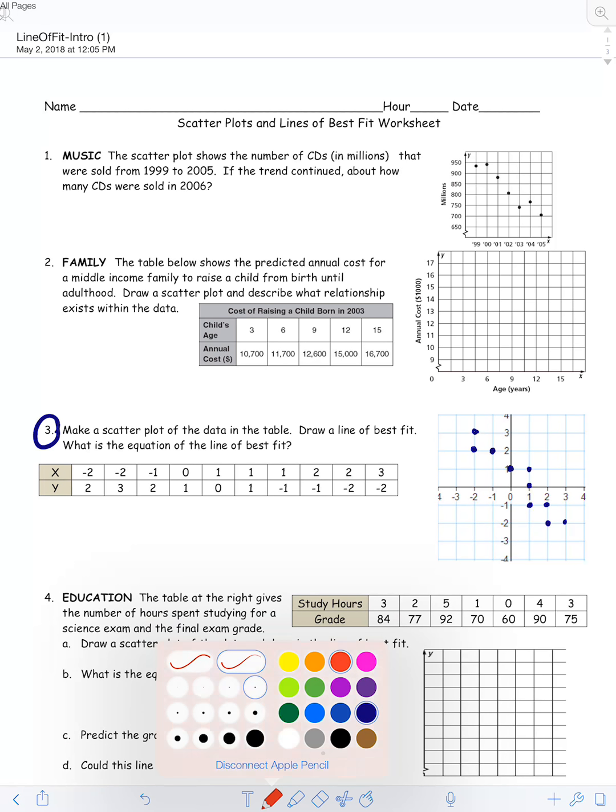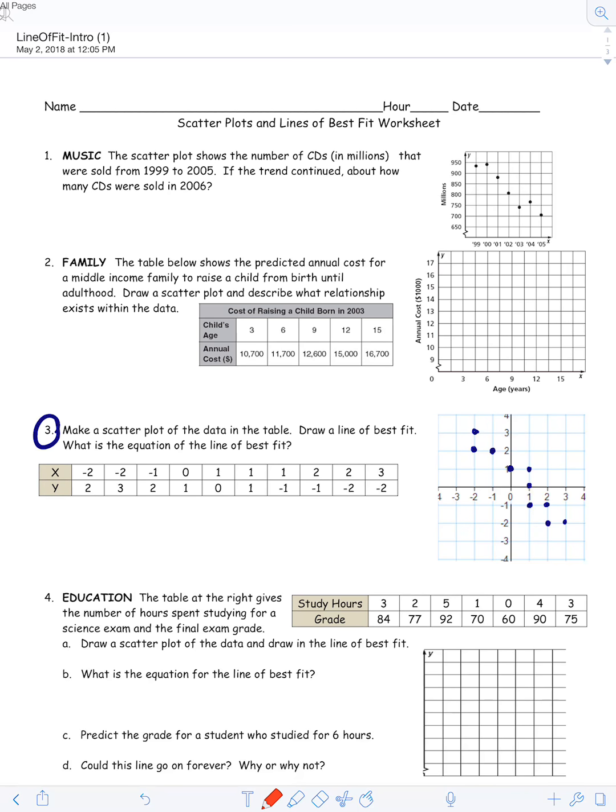So you want a line of best fit. So you want to go as much as you can in the middle of your data. So you should be using your ruler to do that. I'm kind of freehanding on the iPad, so it should kind of hit somewhere in that general area.